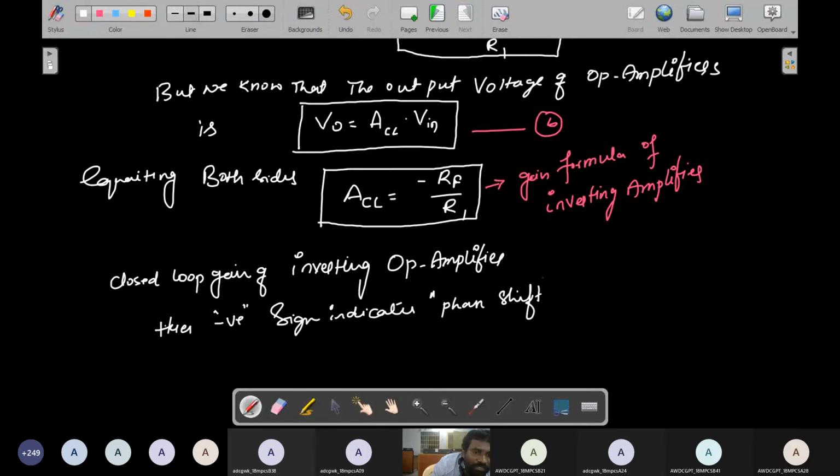Okay, so phase shift. Why? Because whatever input is given will be converted into an amplified output, and this output maintains a 180 degree phase shift, because the negative sign indicates a phase shifter. So this is called an inverting operational amplifier.